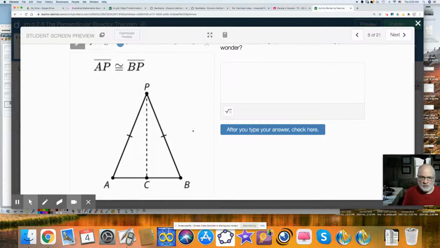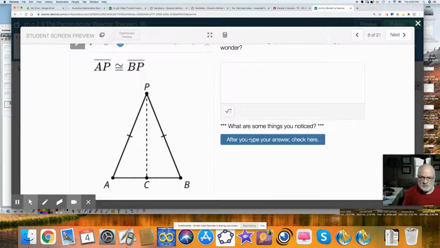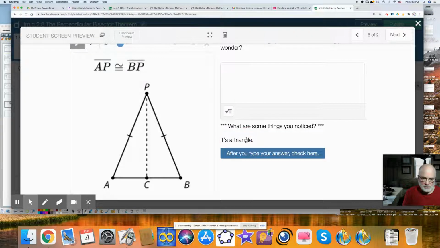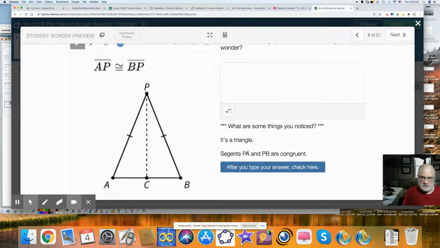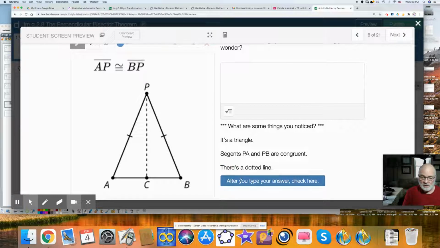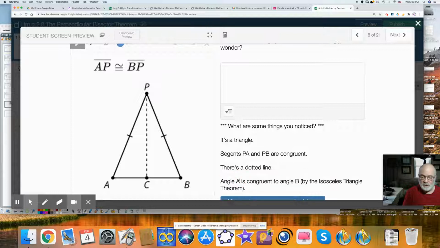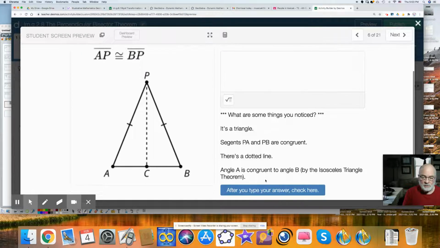You should name one thing that you notice and one thing that you wonder. And after you type your answer, you can check here. Let's see. Some things that some students noticed. They said it's a triangle. Yeah, it's a triangle. Segments PA and PB are congruent. That means it's an isosceles triangle too. There's a dotted line. Yeah, duh. And angle A is congruent to angle B. Well, why? Because of the isosceles triangle theorem, which we proved just a couple of days ago.